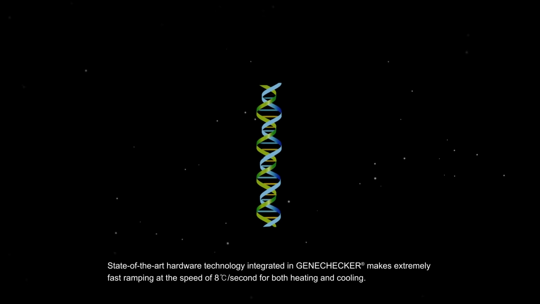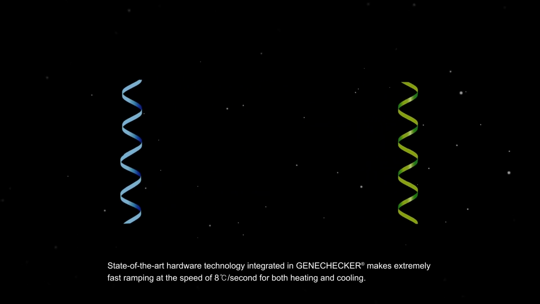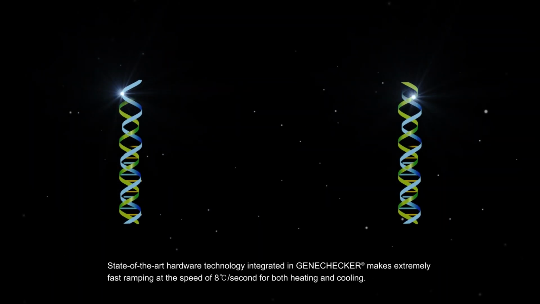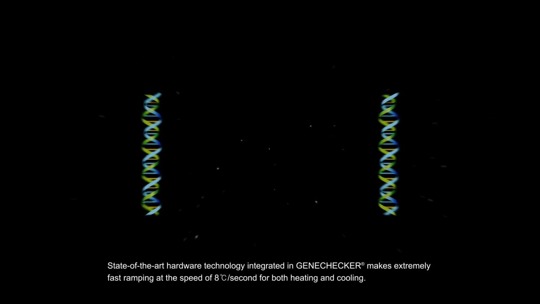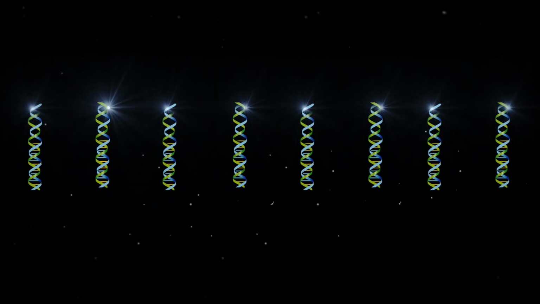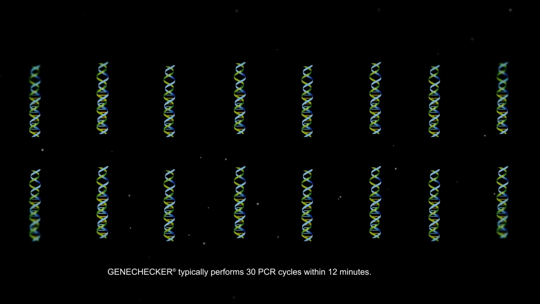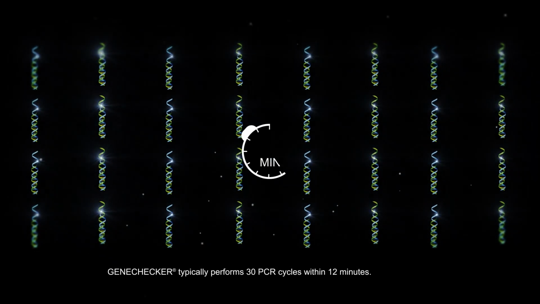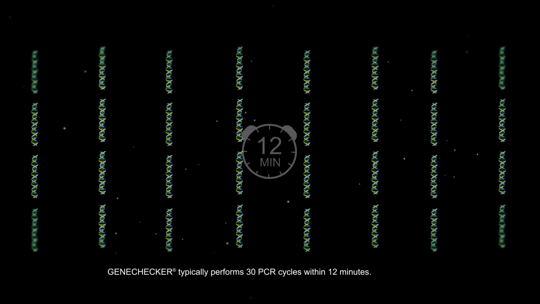State-of-the-art hardware technology integrated in GENECHECKER makes extremely fast ramping at the speed of 8 degrees centigrade per second for both heating and cooling. GENECHECKER typically performs 30 PCR cycles within 12 minutes.